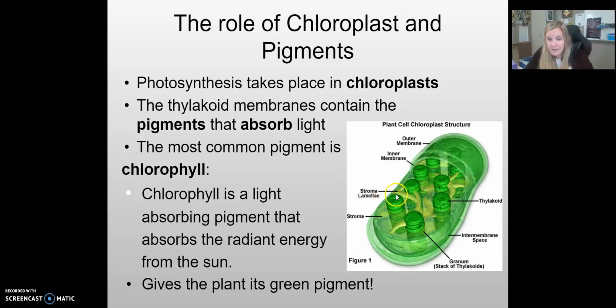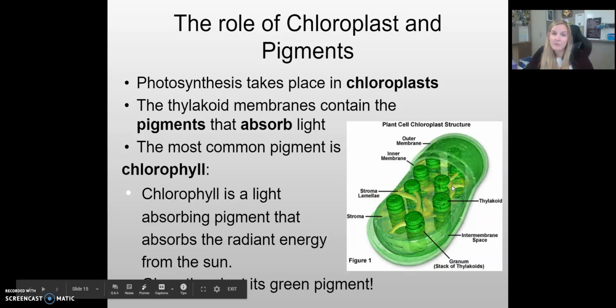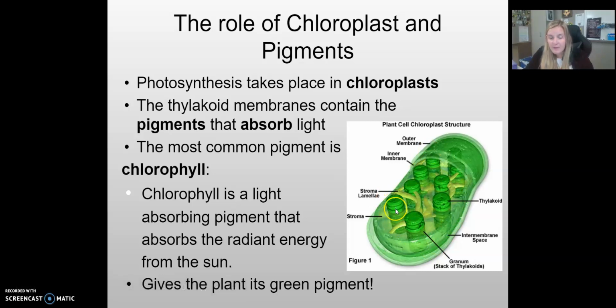Chlorophyll is a pigment that can absorb light. So it's a light-absorbing pigment that absorbs the radiant energy from the sun. And it's also what gives the plant its green color. So the green found in these thylakoid stacks is what we will see on the outer side of the plant, but is also what will absorb that sunlight energy so that it can use it in the process of photosynthesis.